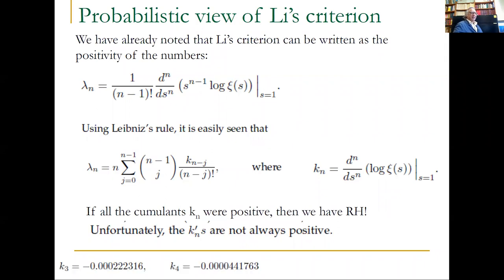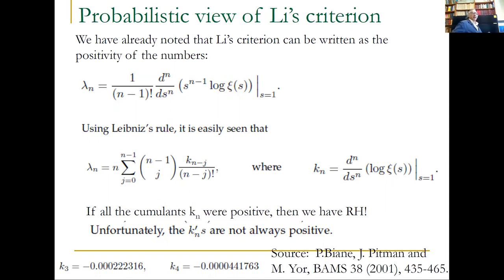Unfortunately, the k sub n's are not always positive. k3 is negative, and k4 is also negative. But as you can see, they're not that much away from zero. Really, so it's an interesting phenomenon. This is the source of this discussion, a remarkable paper by Biane, Pitman and Yor that appeared about 20 years ago in the Bulletin of the AMS in 2001. For those who are interested, I would recommend this paper. It's a very well written paper.